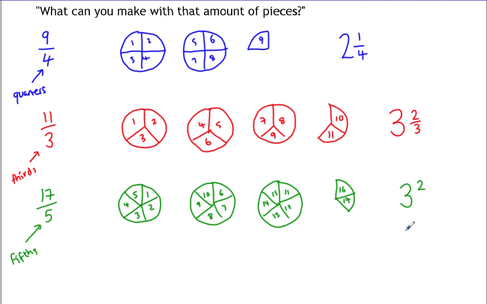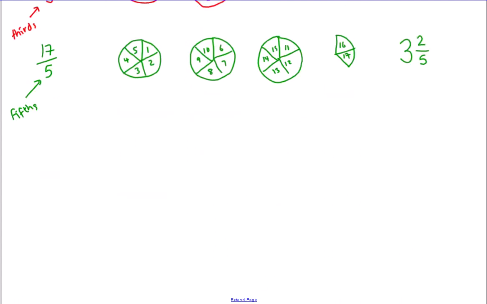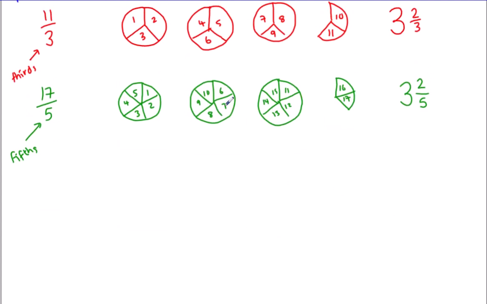I've got 2 pieces left over. Last time I had 2/3 left. This time I've got 2 fifths left because the pieces I'm working in are fifths. Now, there is a quicker way than drawing. Obviously, we don't see mathematicians drawing shapes every time they've got to work with fractions. So, how do you do it?